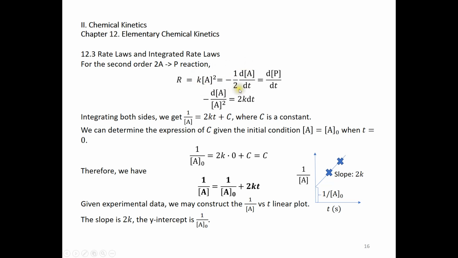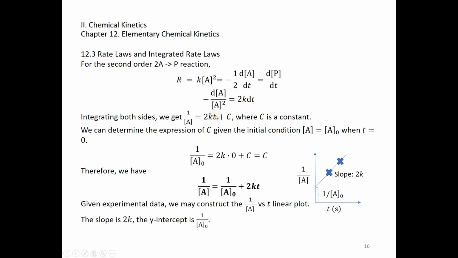How do we solve this? Again, there are 2 variables: we have the concentration of A, we have time t. Always separate the variables. By doing some simple algebraic operations, we managed to have A on the left hand side, t on the right hand side. And then we can integrate both sides. The integral of the left hand side is 1 over A. The integral of the right side is 2kt.